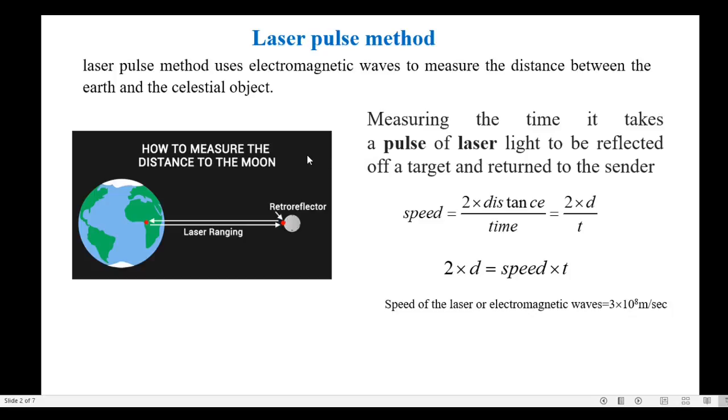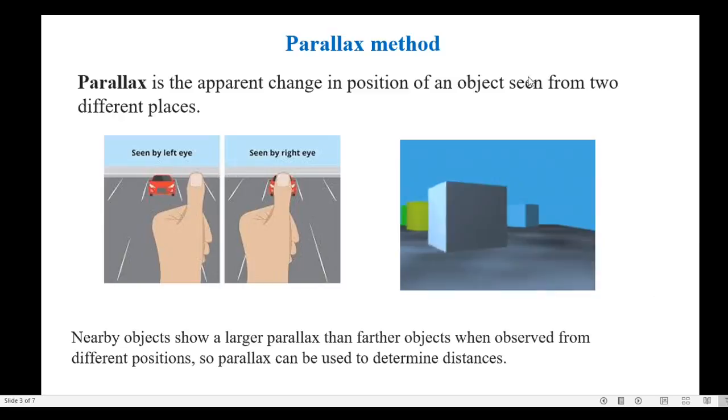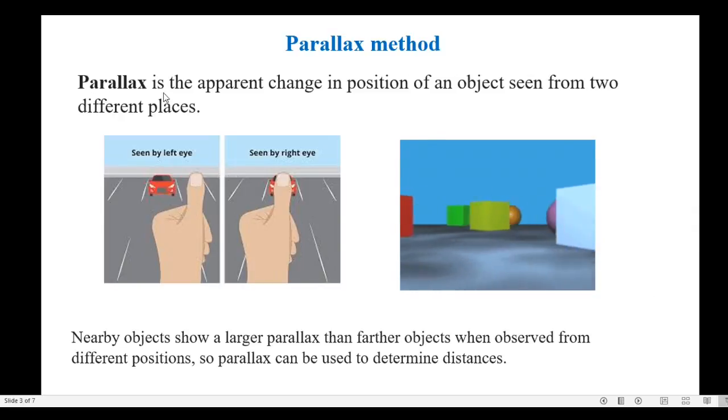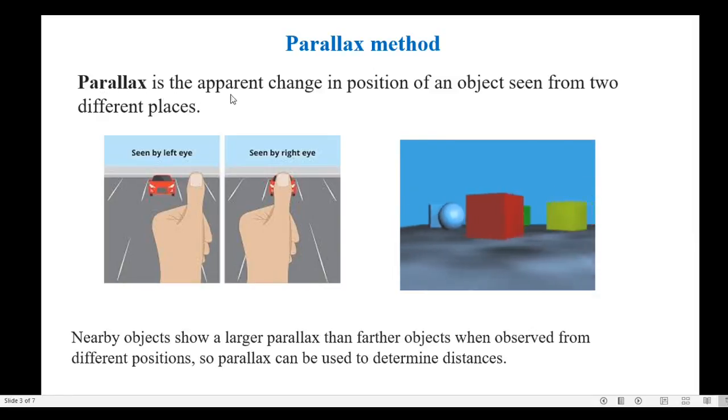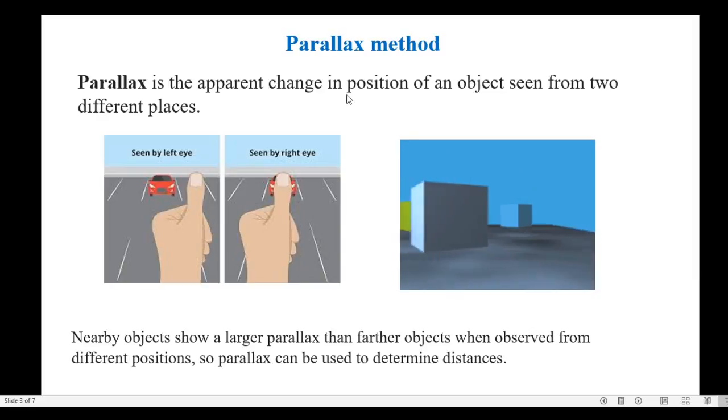The next is a very interesting method, parallax method. First, we must learn what is parallax. Parallax is defined as the apparent change in location of an object seen from two different places. Let's see with an example, then you can understand well.